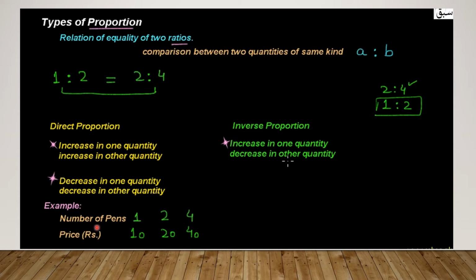For example, number of pens. When we buy a pen, the price will be 10. If we buy 2 pens, the price will be 20, and if we buy 4 pens, the price will be 40. It means when the number of pens increases, the price of the pens also increases.